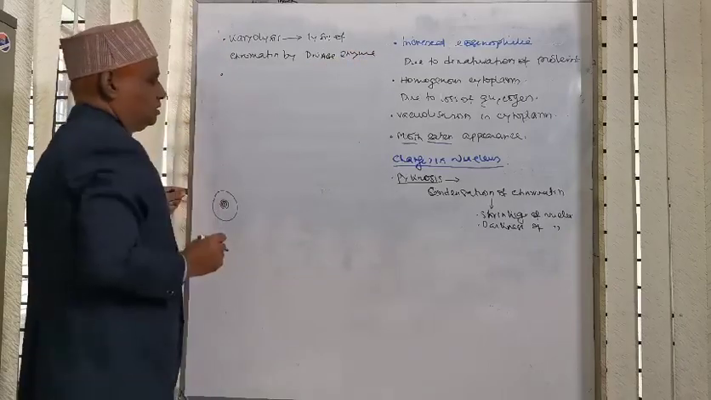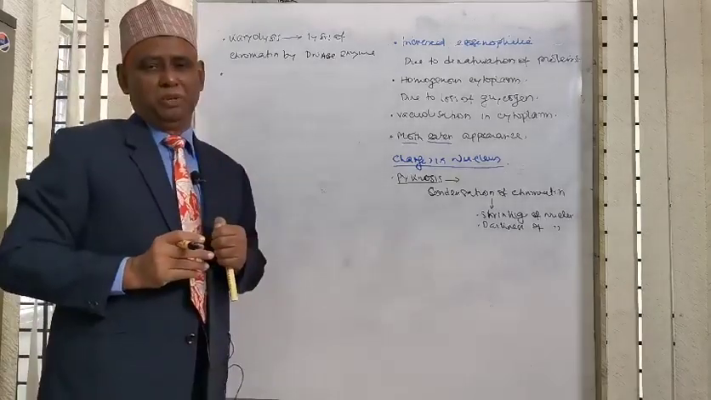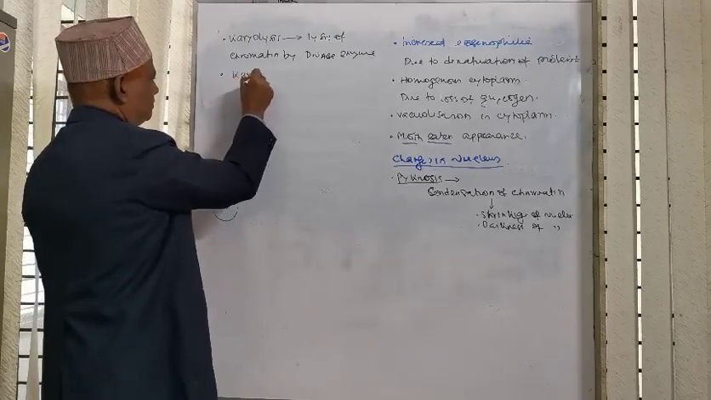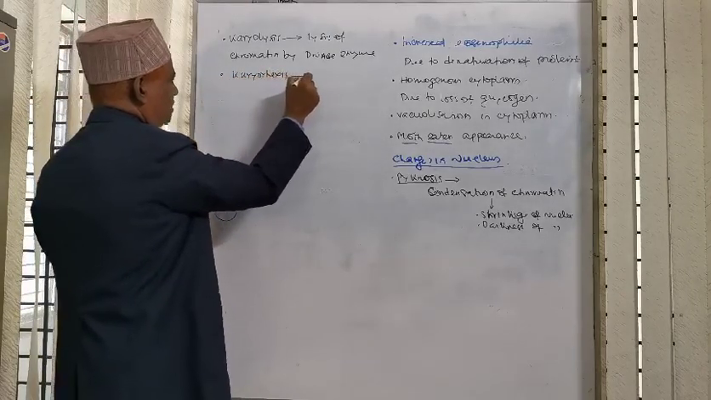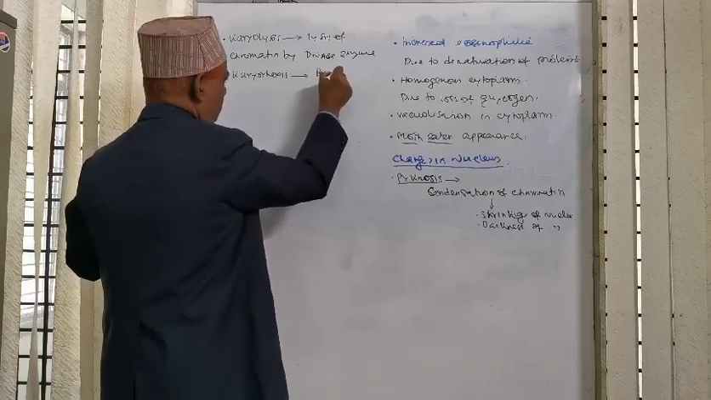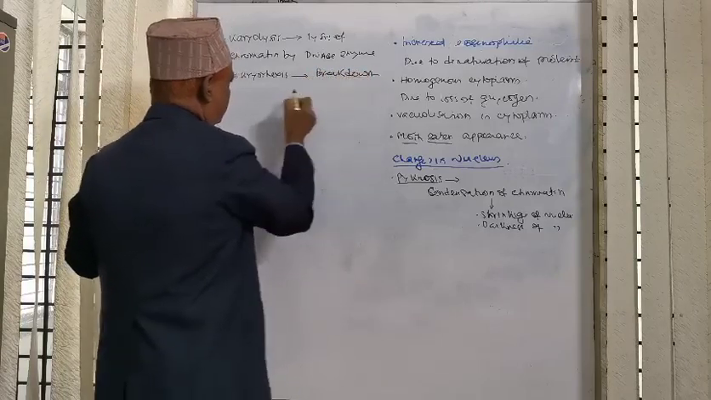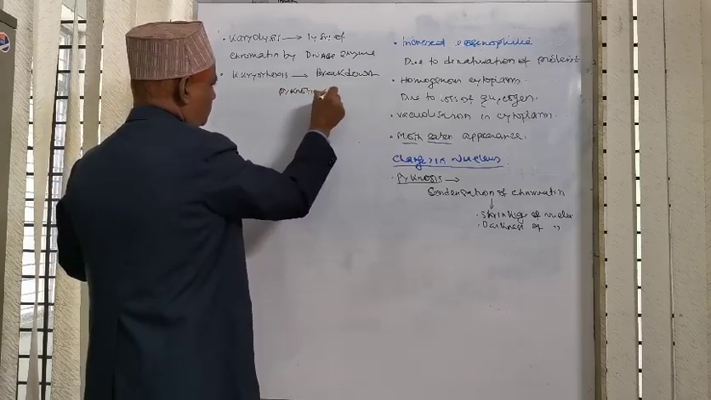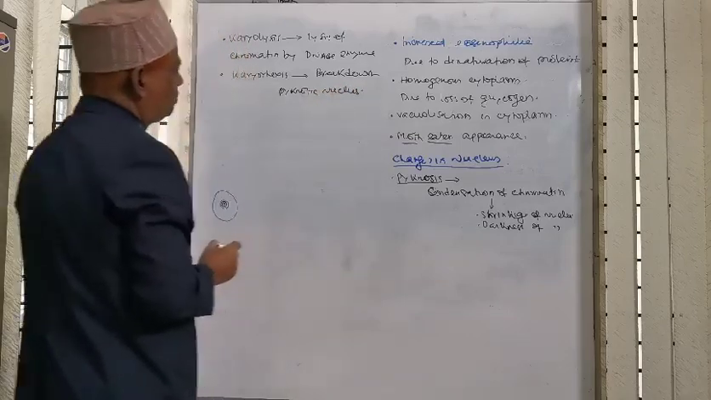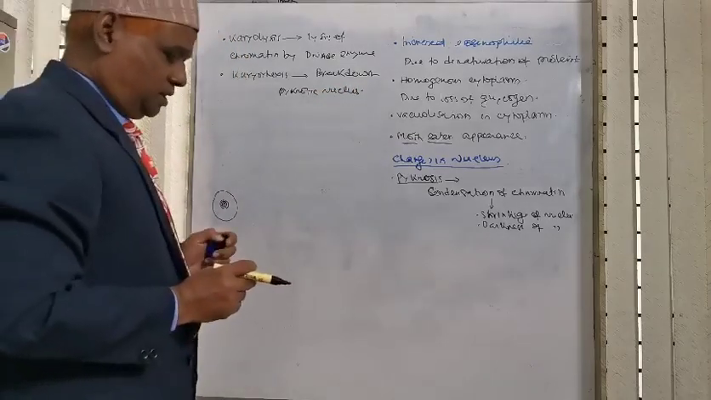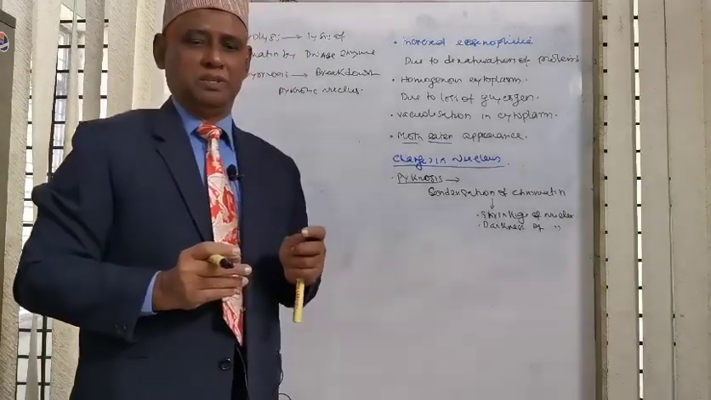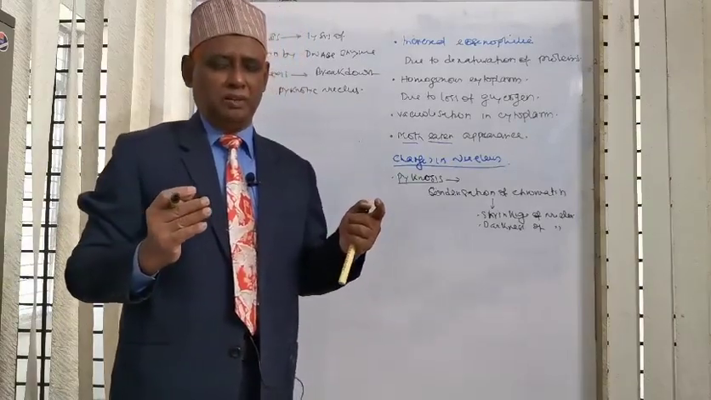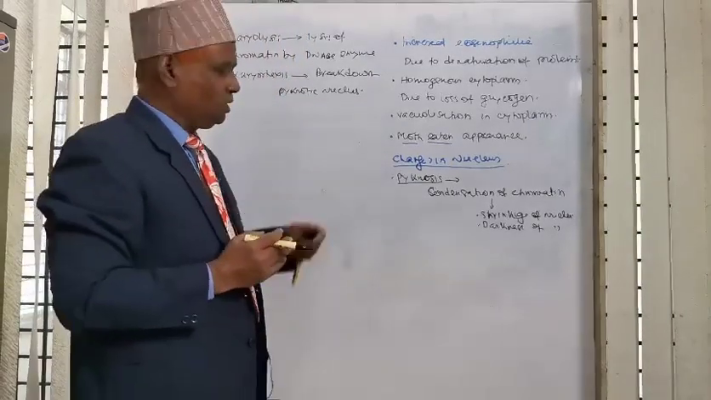The last change is breakdown of the pycnotic nucleus. It is called karyorrhexis. What does it mean? Breakdown of the pycnotic nucleus. So these are the nuclear changes and cytoplasmic changes in necrosis. We are talking about irreversible cell injury. It is of two types: one is necrosis, another is apoptosis. We are talking about necrosis.